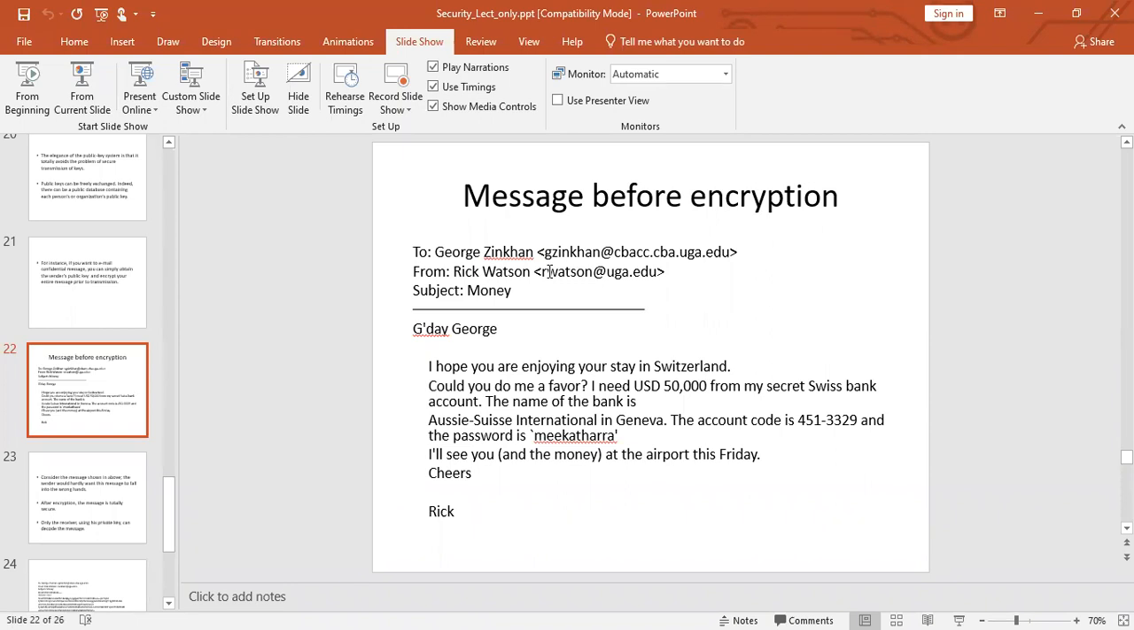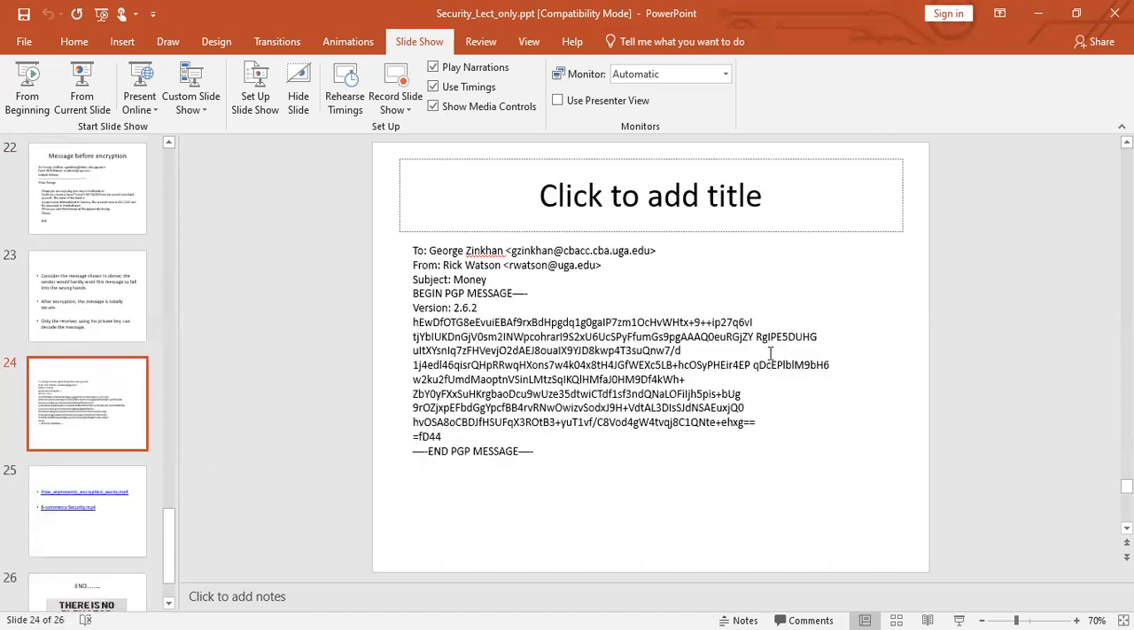You see? So if you are sending such a message, in the first place, you are not supposed to send such messages across the internet. In the first place, don't send such messages across the internet. But should you send such sensitive messages across the internet, then you need to encrypt it. You need to encrypt it. You lock the message.